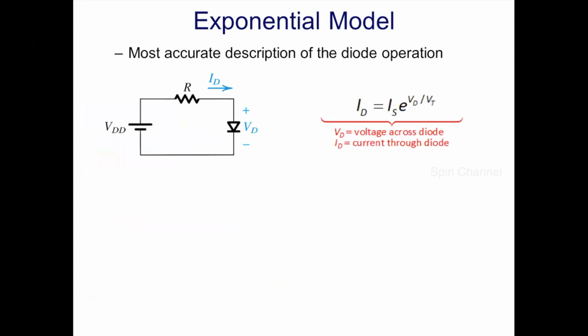Having understood the diode characteristics, let us now analyze the circuit which employs the diode. The most accurate analysis is the exponential model. So consider the circuit shown. If VDD is greater than cut-in voltage, the diode is said to be forward biased, and the diode current is given by the exponential expression. Now, on applying the KVL, we get VDD is equal to ID into R plus the drop across the diode VD.